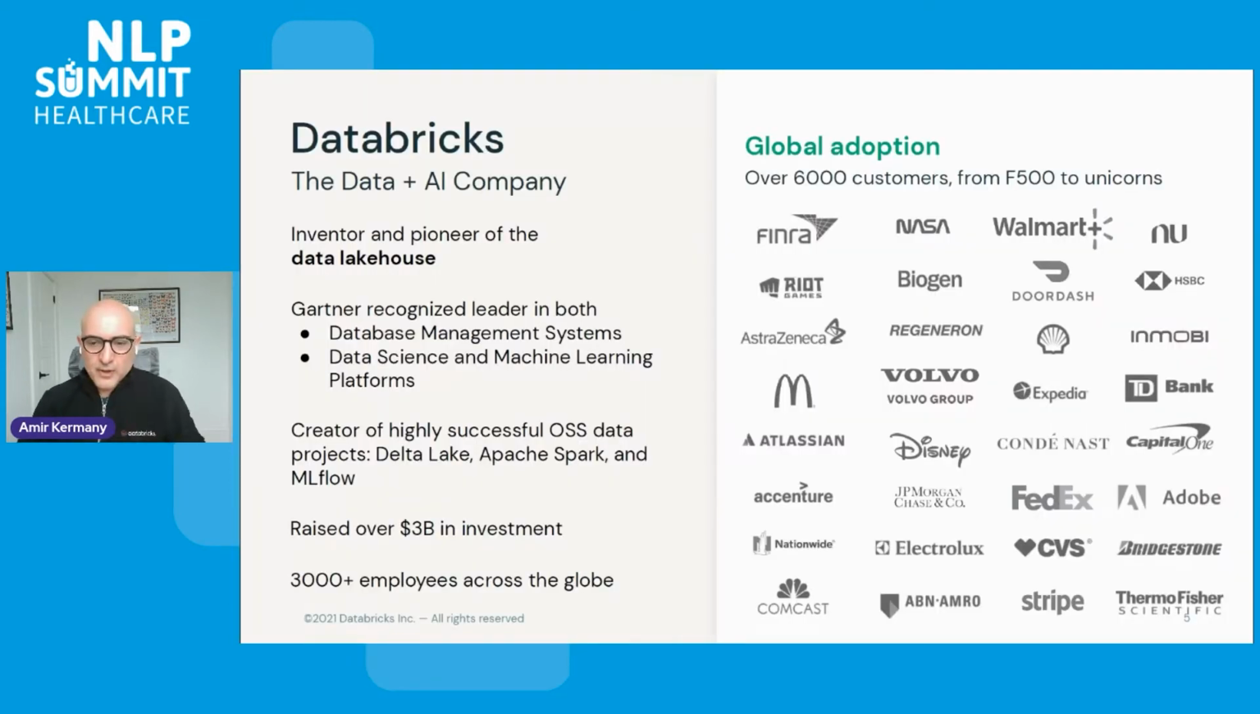So first, who are we at Databricks? We are the data and AI company and the inventors and pioneers of the data lakehouse architecture. Gartner has recognized Databricks as a leader in both database management systems and data science and machine learning. And we now have more than 3,000 employees worldwide, supporting over 6,000 companies globally.